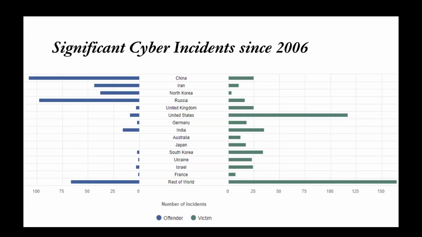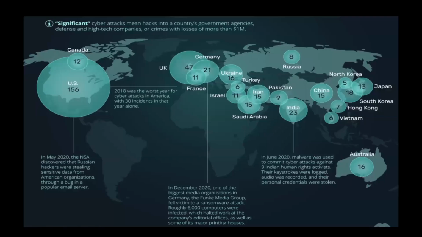Significant cyber incidents since 2006. They've gone up and up and up. Better illustration. Significant cyber attacks, in this case, means hacks into a country's government agencies, defense and high-tech companies, or crimes with losses of more than $1 million. Canada and the US, 156. Here's an example. In May 2020, the NSA discovered that Russian hackers were stealing sensitive data from American organizations through a bug in a popular email server. They found it, rooted it out, and started exploiting it. 2018 was the worst year for cyber attacks in America with 30 incidents in that year alone. Russia's got 8, UK's got 47.